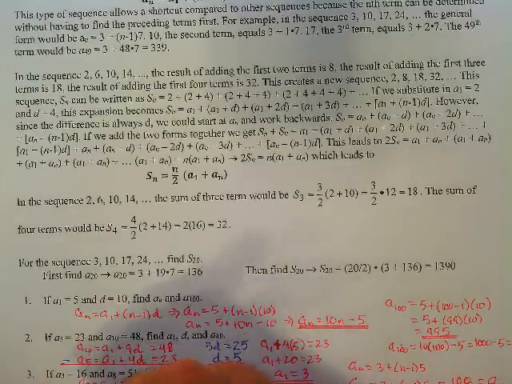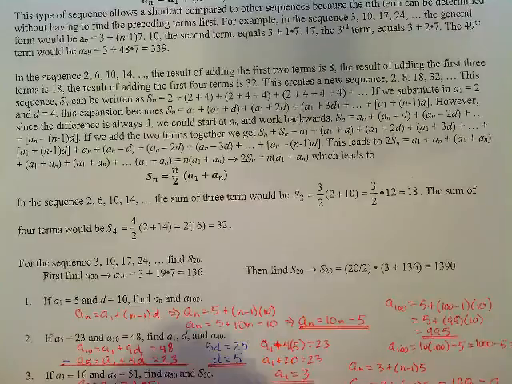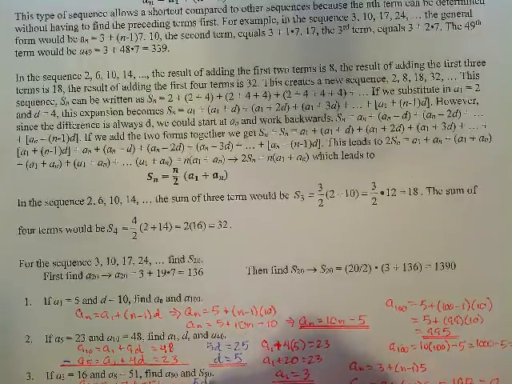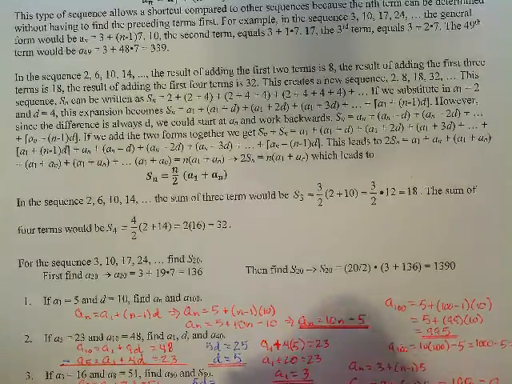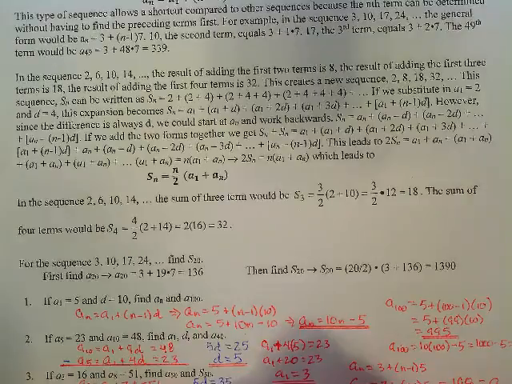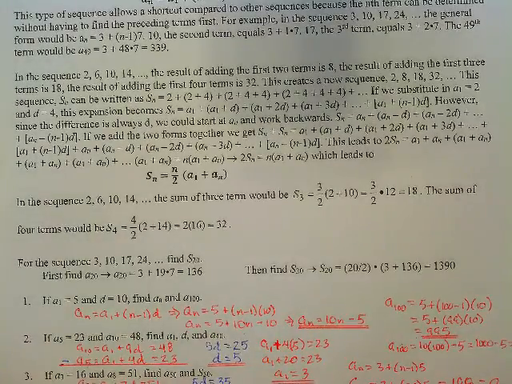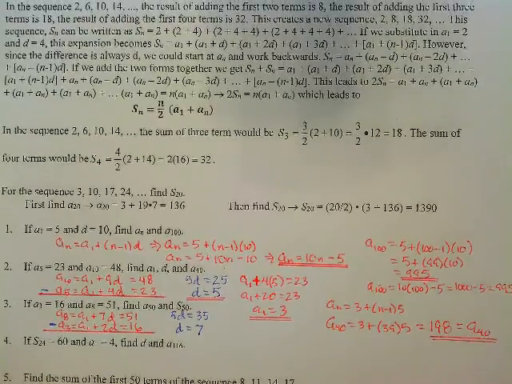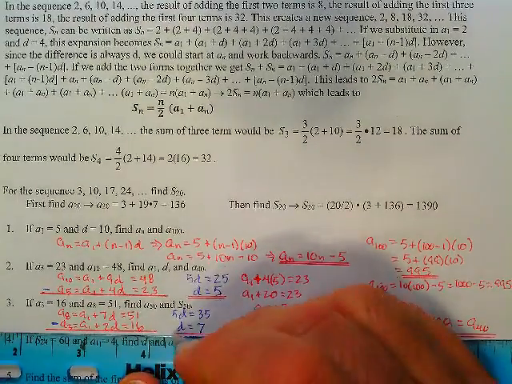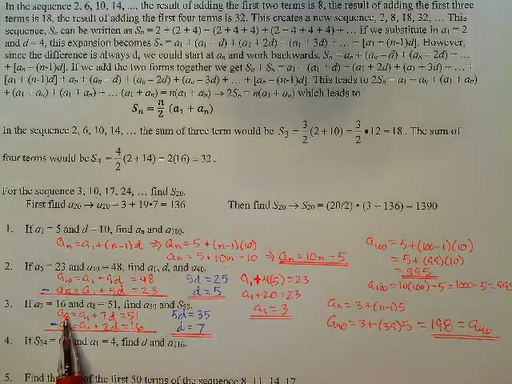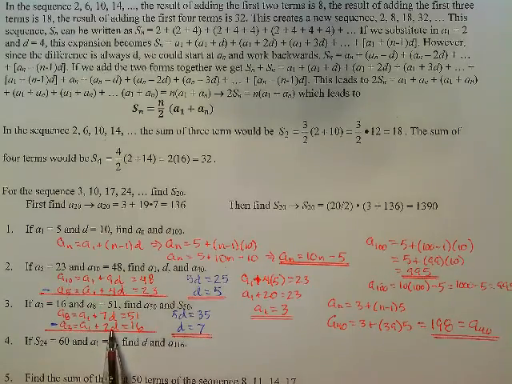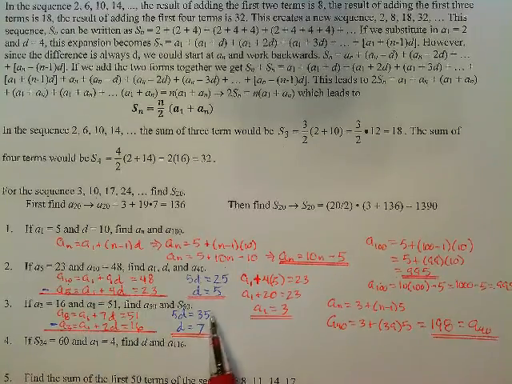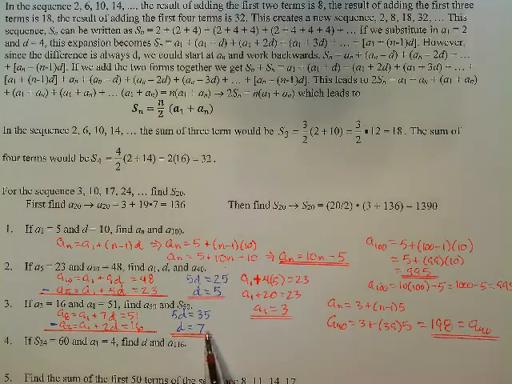Just like before, I'm going to subtract and get rid of my A1s. That leaves me with 7D minus 2D, which is 5D, and 51 minus 16 is 35. So in this case, D is 7. Again, my A8 is A1 plus 7D, my A3 is A1 plus 2D, A8 was 51, A3 was 16. Subtract to eliminate the A1s, gives me 5D is 35. Divide both sides by 5, D is 7.